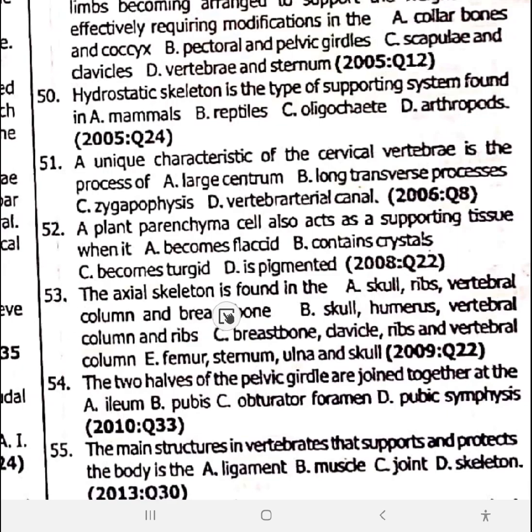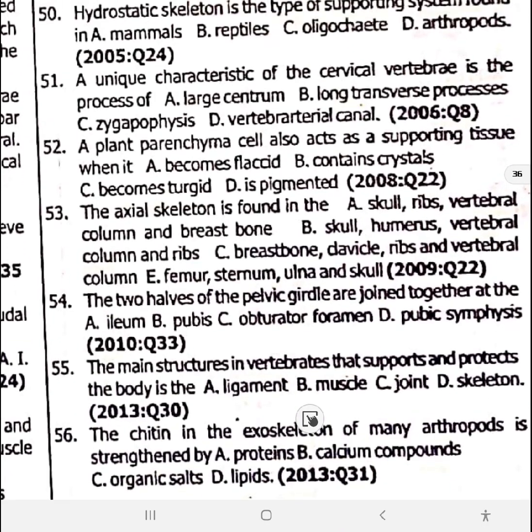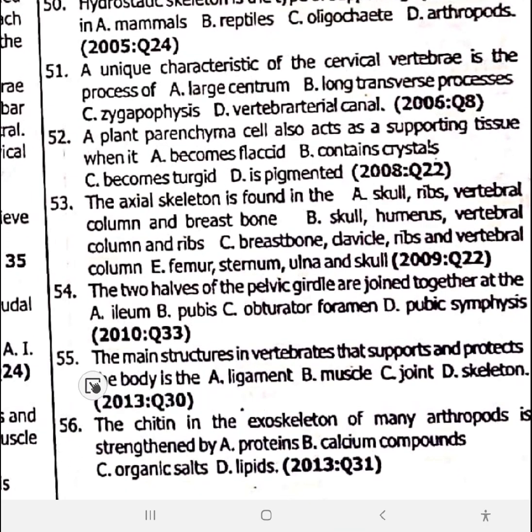53. The axial skeleton has to do with your head, your chest region: the skull, ribs, vertebral column, and breastbone. 53 is option A. 54. Two halves of the pelvic girdle are joined together at the pubic symphysis. We are stopping at question 56. 55. The main structure of the vertebra that supports and protects the body is option D.